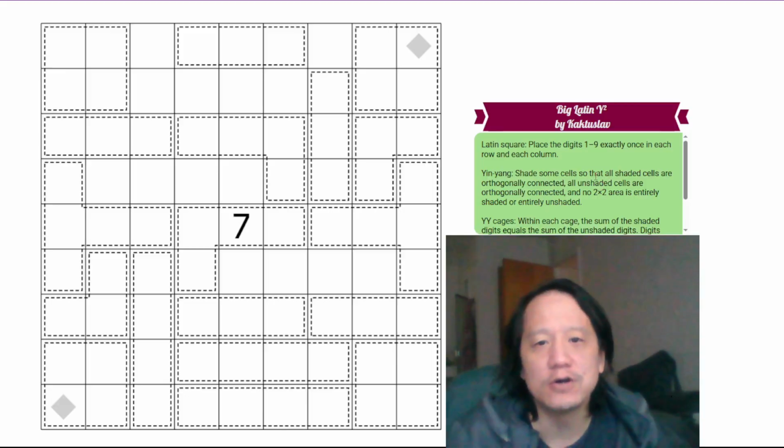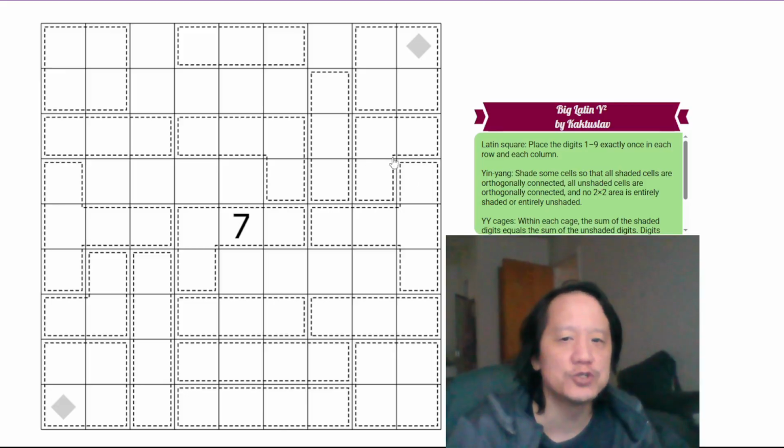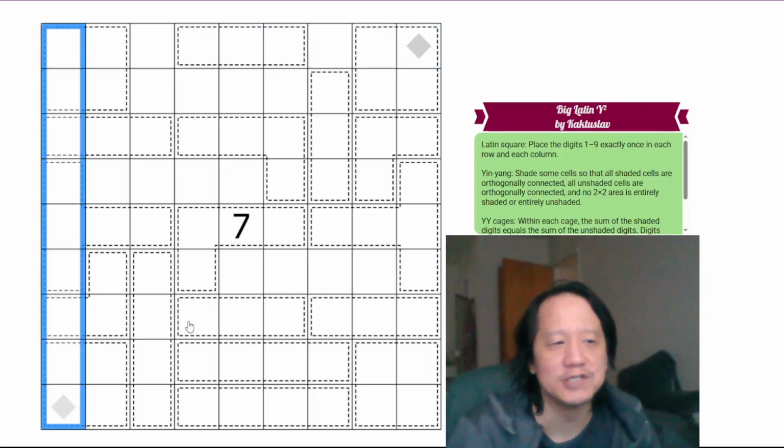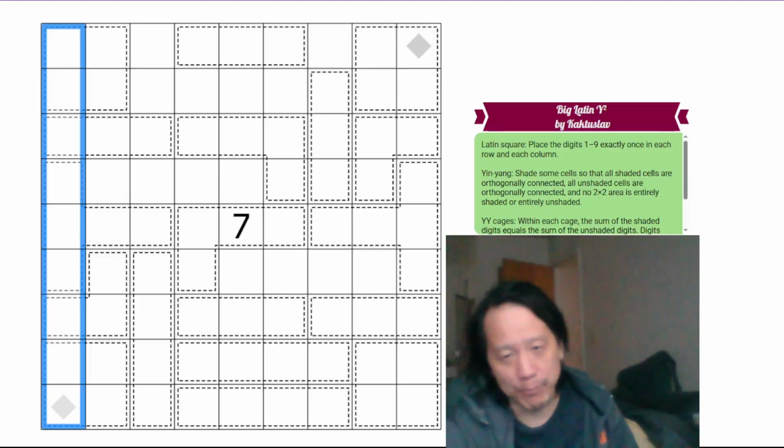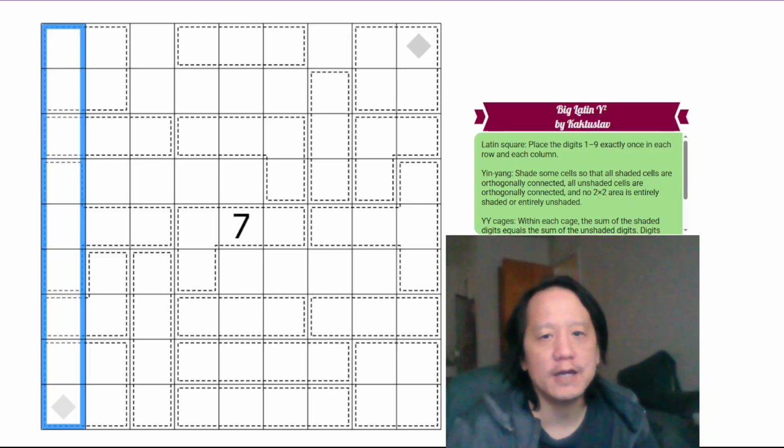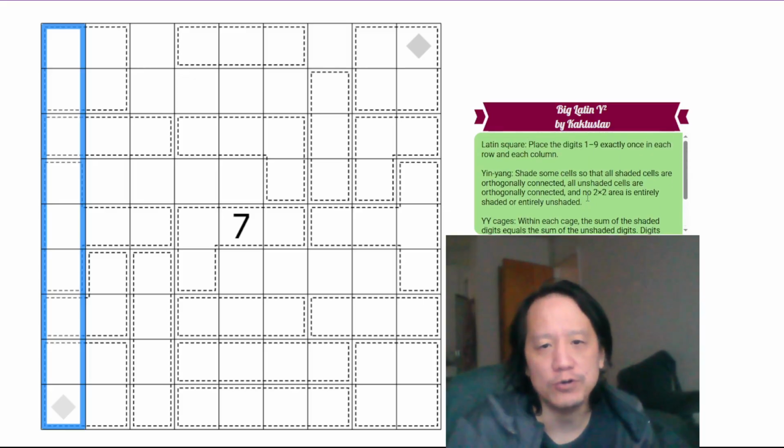And here are the rules. We have a Latin square, where we need to place the digits 1 through 9 exactly once in each row and column. There are no designated 9-cell regions. And that's the typical Latin square rule.